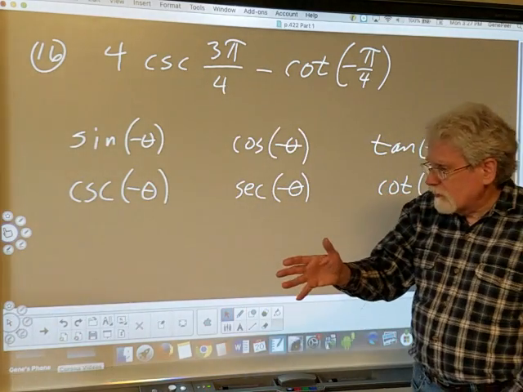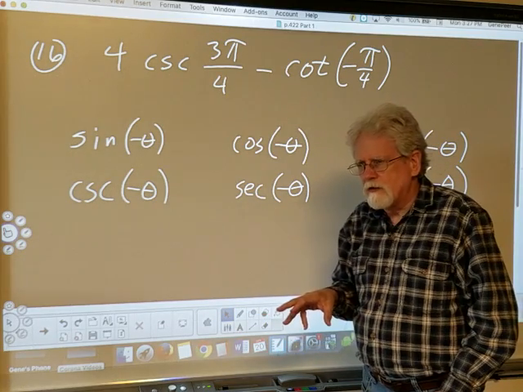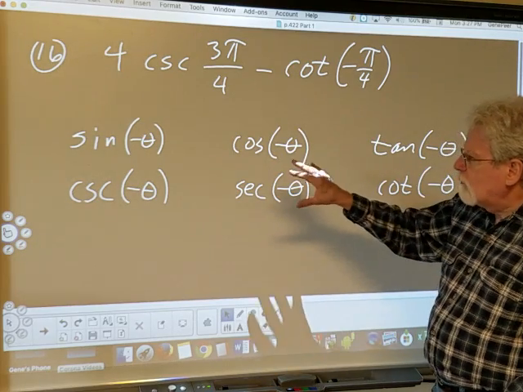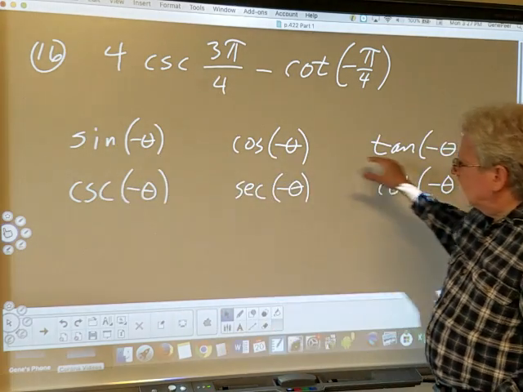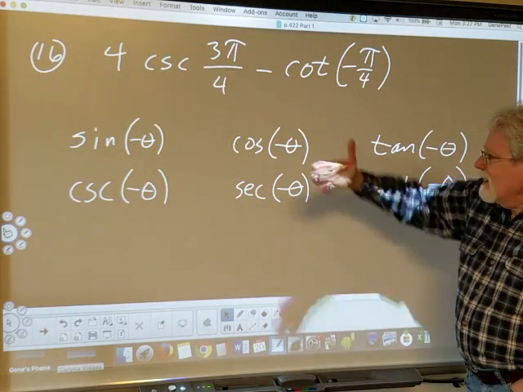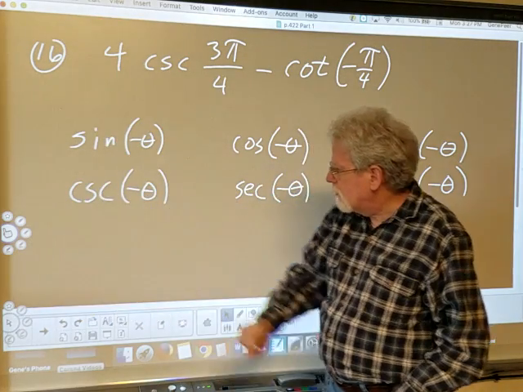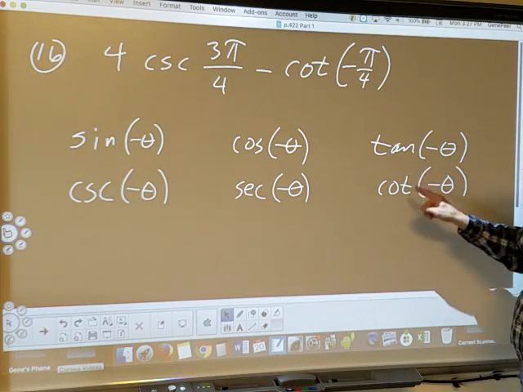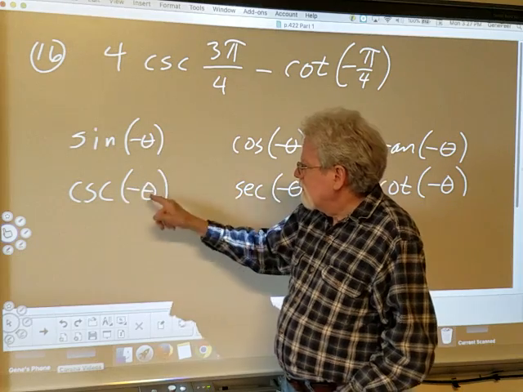On the bottom of 382, because they print a lot smaller than I do. They fit more information into that one little box. But the idea is this: if you arrange the functions in their logical order here, sine, cosine, tangent, and under those put the reciprocals. Reciprocal sine is cosecant, reciprocal cosine is secant, and reciprocal tangent is cotangent. And consider negative theta for each one.